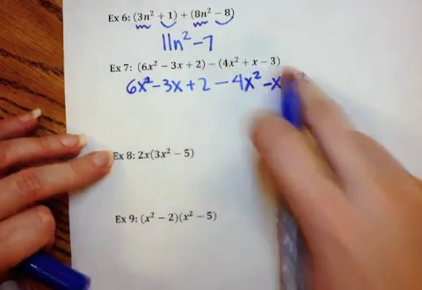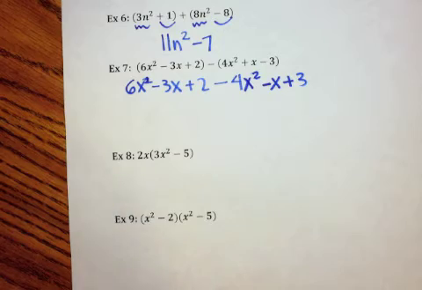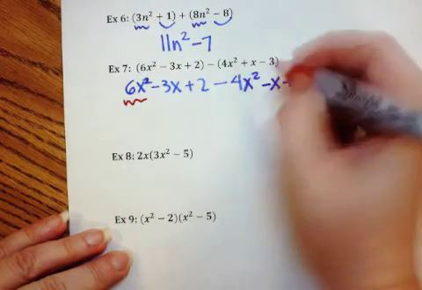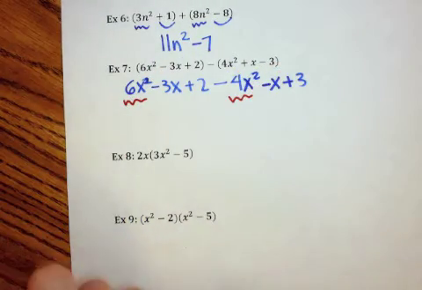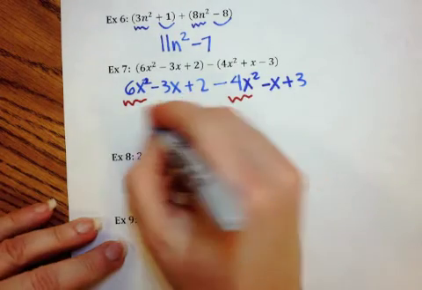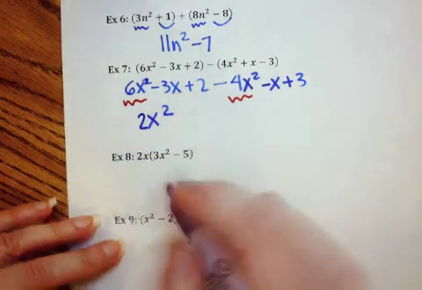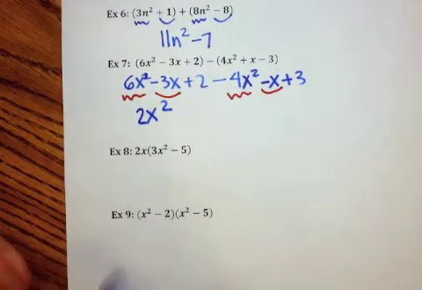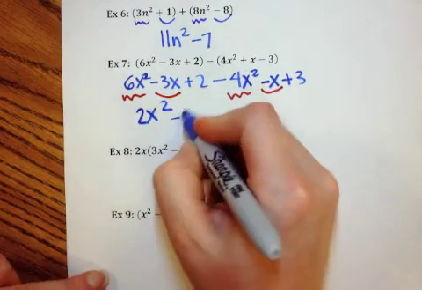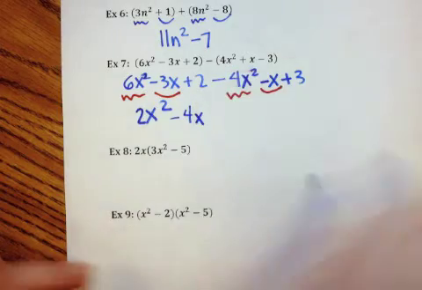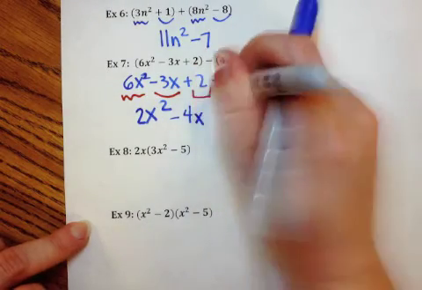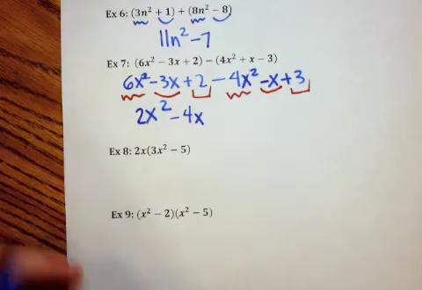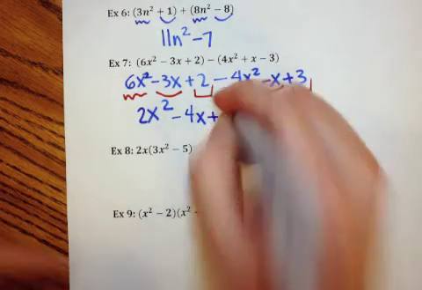of the second parentheses. Now I'll combine like terms. 6x squared minus 4x squared gives me 2x squared. Minus 3x minus 1x gives me minus 4x. Plus 2 plus 3 gives me plus 5.